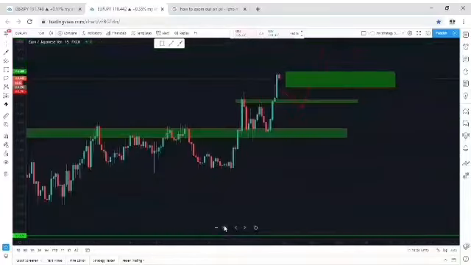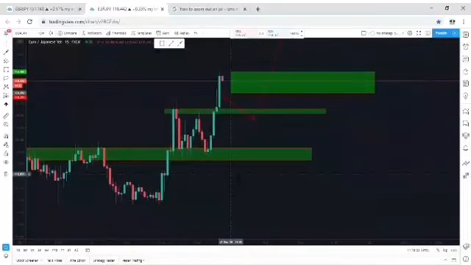You know JPY will still buy. You can see that, JPY will still buy.